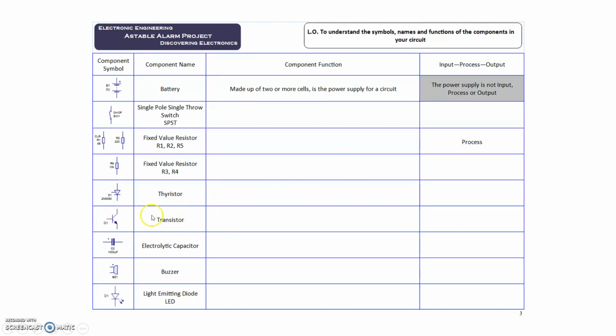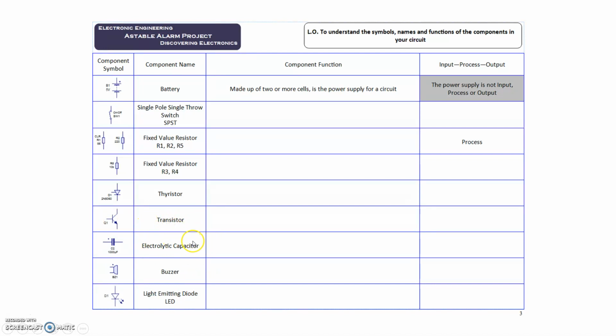This is a transistor. Like the thyristor, it needs to have a small voltage at the base for the current to flow from the collector to the emitter. Unlike the thyristor, it doesn't latch, so if the voltage goes from the base, then it turns off. So it's still an electronic switch which turns on when there's a voltage at the base.